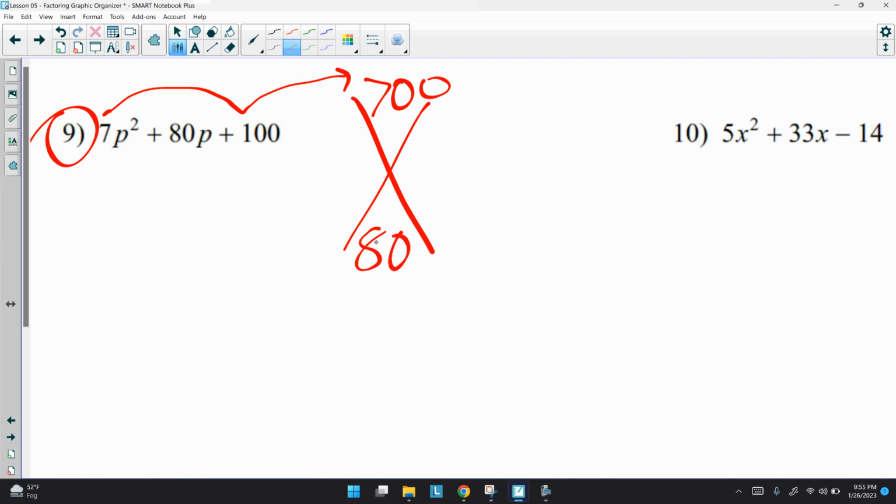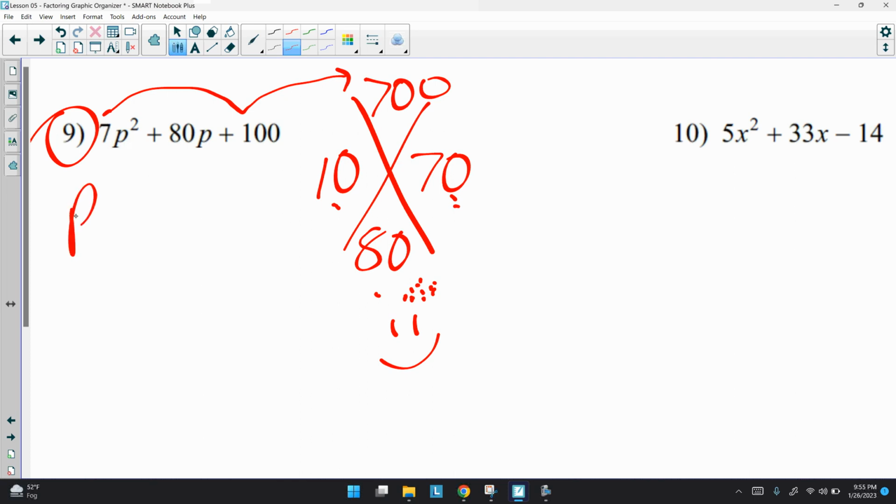I guess if I was... Oh, I think I got it. Oh, I got it. Look. 1070. Because 10 plus 70 is 80. 10 times 70 is 700. Oh, I thought that was going to be hard. Tee. So P plus 10.